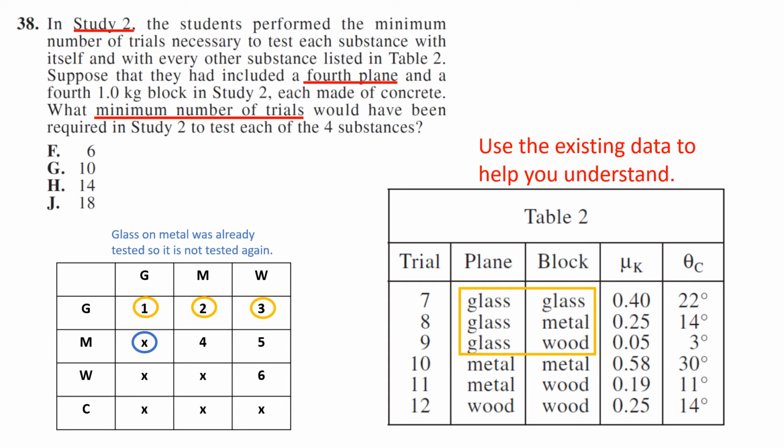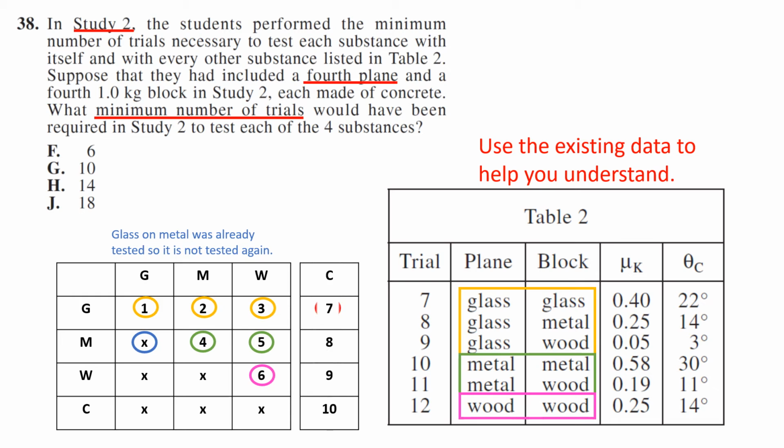Based on the data that the students did. So then they test metal on metal, metal on wood. Again, we're not going to test metal on glass and wood on metal because we've already tested those. And then wood on wood. That's 6 trials. If we add concrete, we're going to have to test them all again. You can see how this pattern sort of works, right? So we have 7, 8, 9, 10. The answer is G.